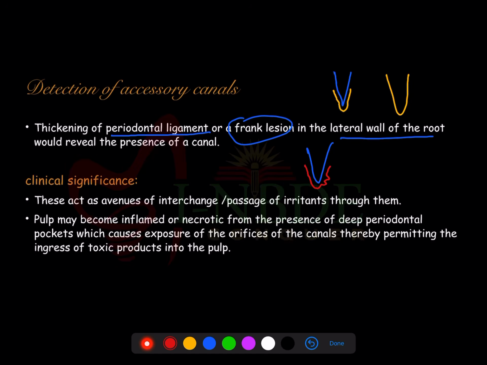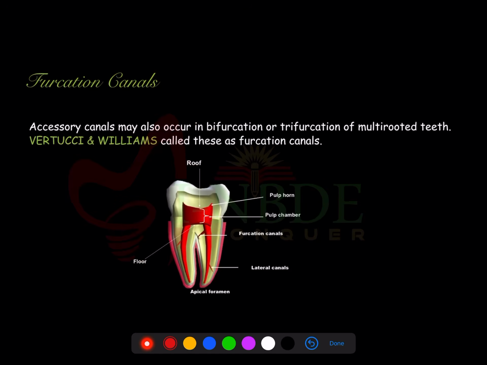The significance is that they play a very vital role in the exchange of irritants or bacterial components, because they are going to be the culprits for endodontic failure. The pulp in this area may be inflamed or necrotic. So you need to take certain precautions to remove this and make this area very clean, because it is very difficult to access with conventional endodontic therapy. So you need to go for advanced endodontic therapies where you plan and remove these accessory canals.